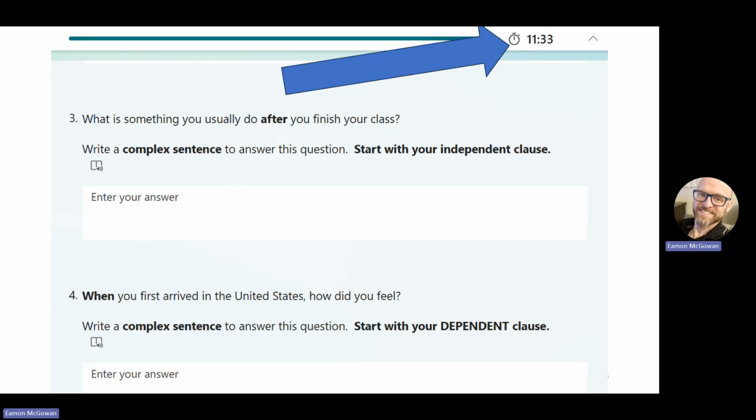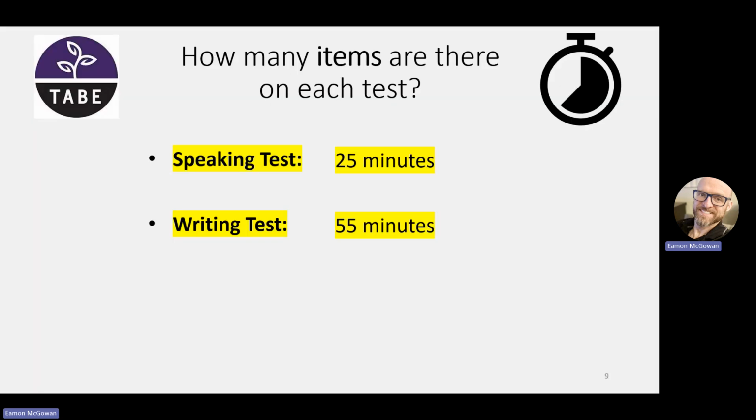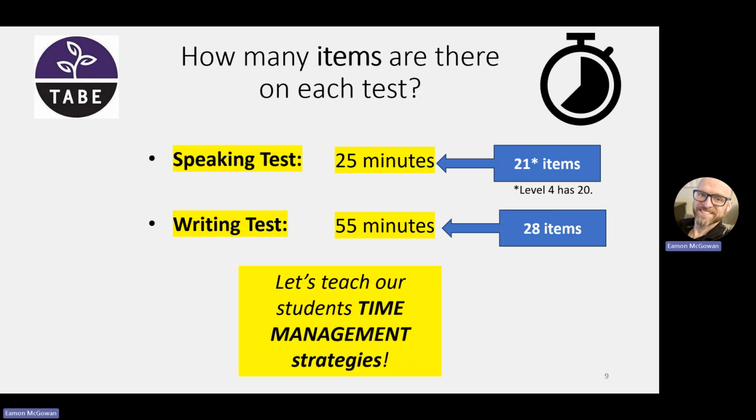So we know the timing on the test, but how many items? Whew, tough one. Yeah, I know this is a tough one, but you got it. It's 21 items, except of course level 4 has 20. And for writing, it is 28 items. So yes, we need to be teaching our students time management strategies, which is useful for all test taking.